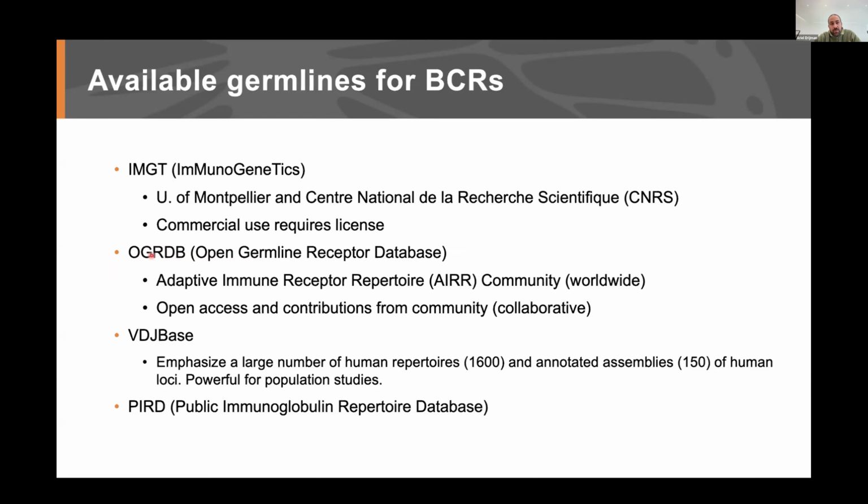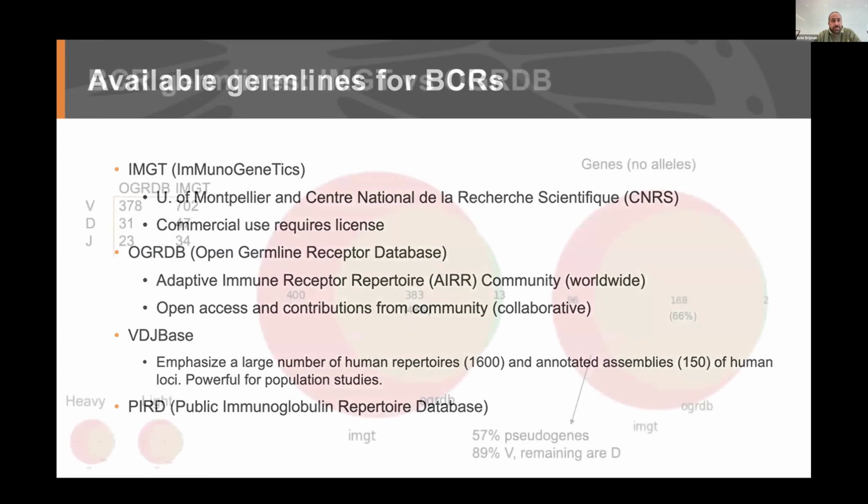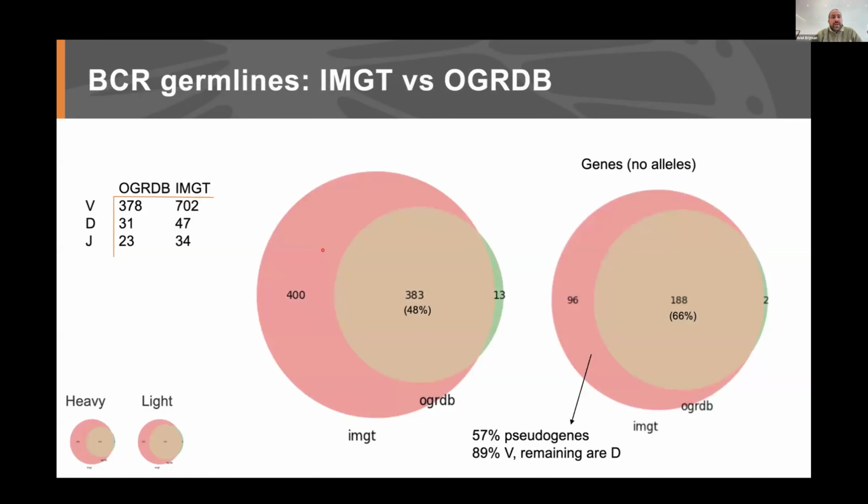I should also comment that OGRDB uses VDJ-based information. So comparing naively just the number of genes and alleles in each of these germlines, these are the numbers, and we have a Venn diagram here comparing. If I split by heavy and light, I got about the same picture. So here I'm showing all genes and alleles from all regions, V, D, and J together.